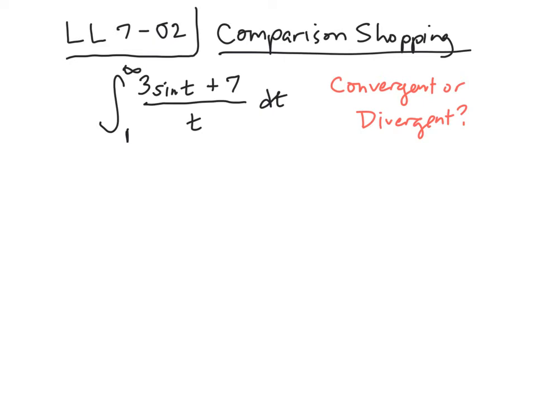Take a look at the integral I've written here, the integral from 1 to infinity of (3 sin t + 7)/t dt. The question I want to ask and try to answer in this video is whether that improper integral is convergent or divergent. In other words, if we look at the area of the region between that function's graph and the x-axis between 1 and infinity, will that area be finite or infinite?